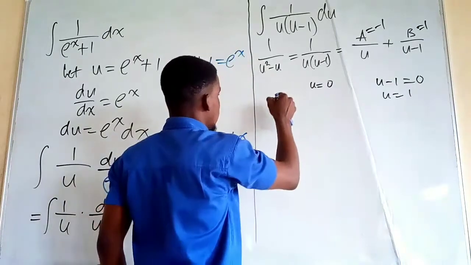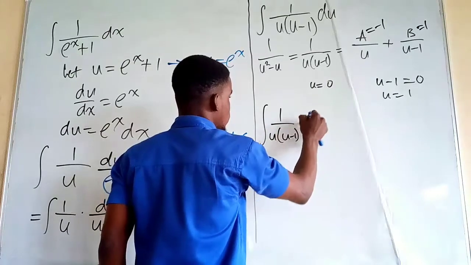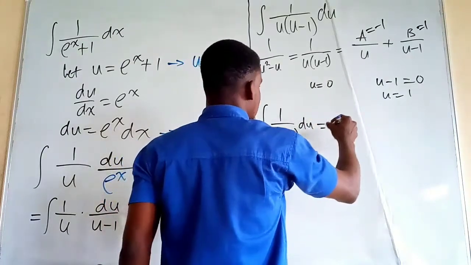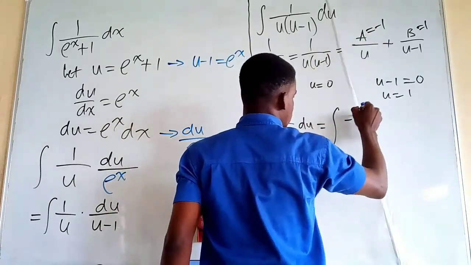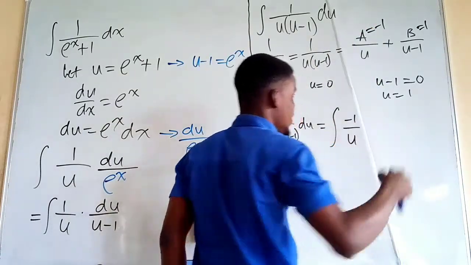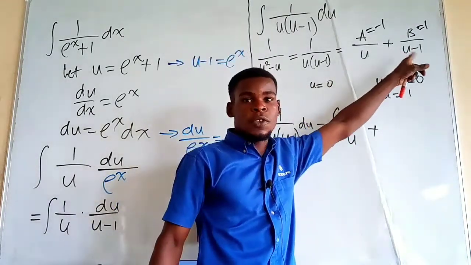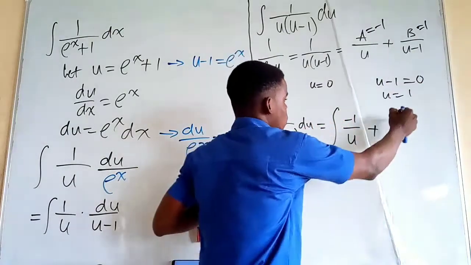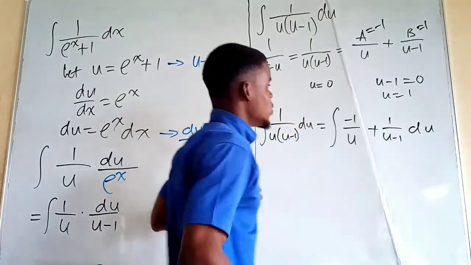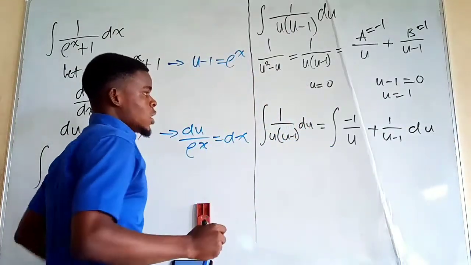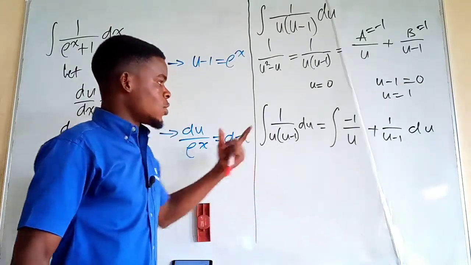So that means that the antiderivative of 1 over u times u minus 1 over the u variable is the same thing as the antiderivative of a over u, where a is just negative 1. So we put it down, negative 1 divided by u. We add it with b divided by u minus 1, where b is 1, that will be 1 divided by u minus 1. And we integrate those fractions over the u variable. Here we can decide to split the integral, or we just go ahead and do it that way. I'll prefer just to do it straight.